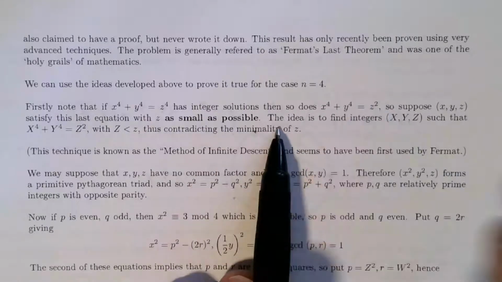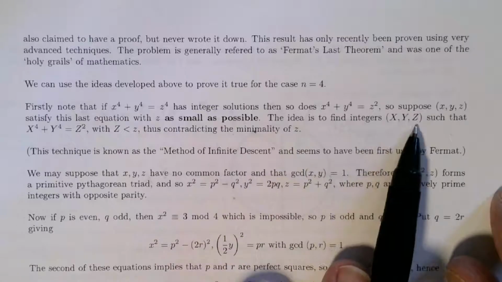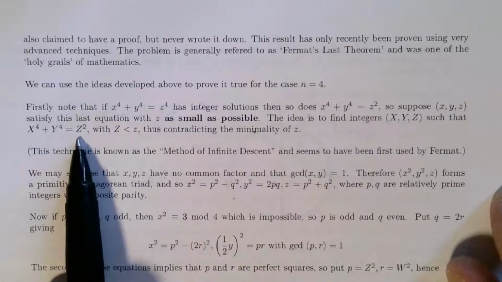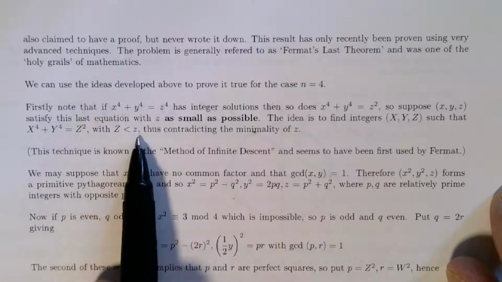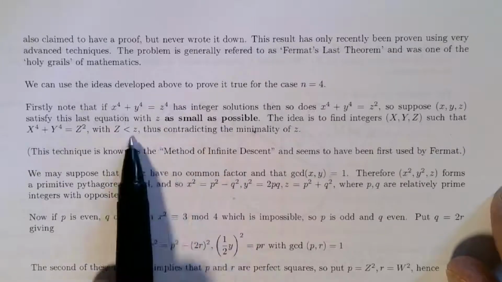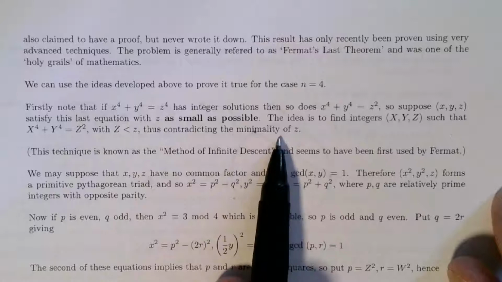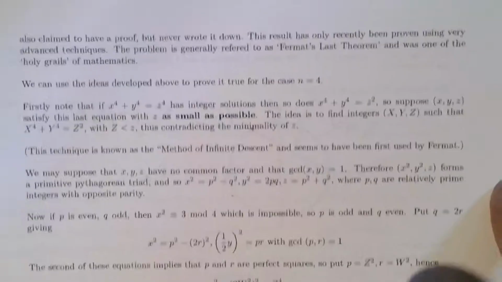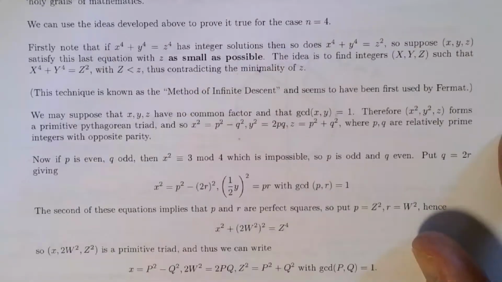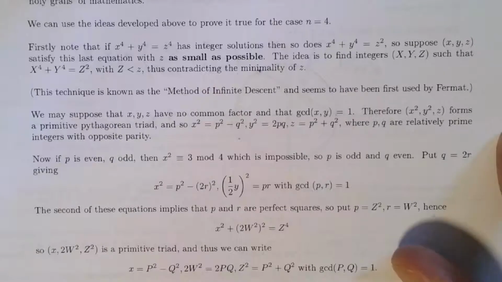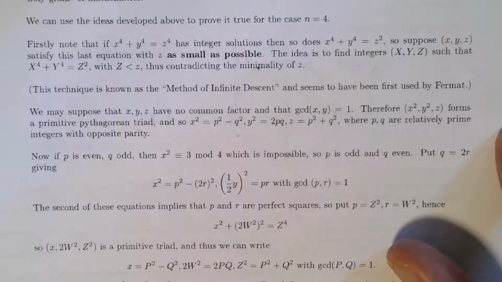The idea then is I'm going to find 3 new integers, capital X, capital Y, capital Z, that satisfy this equation, but capital Z is smaller than little z, and little z was supposedly the smallest one, and that will contradict the minimality of z. This method is sometimes known as the method of infinite descent, and appears to have been first used by Fermat. It's kind of like induction backwards, you might like to think about that.